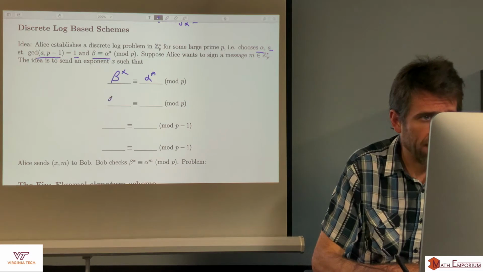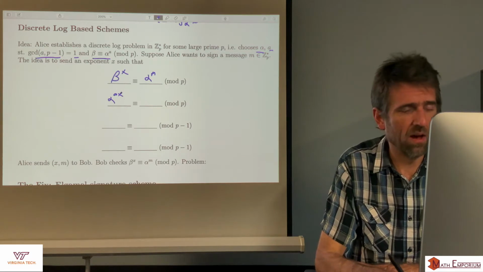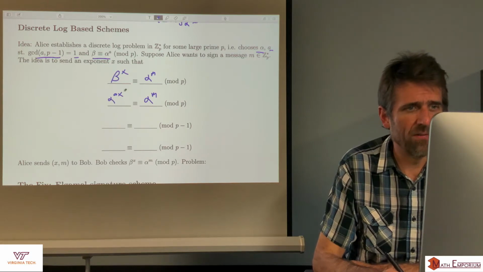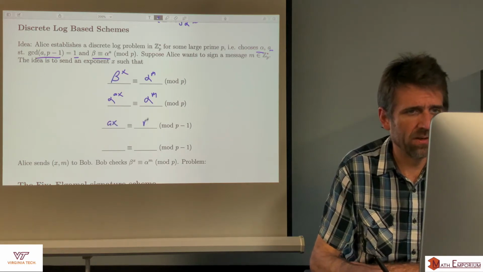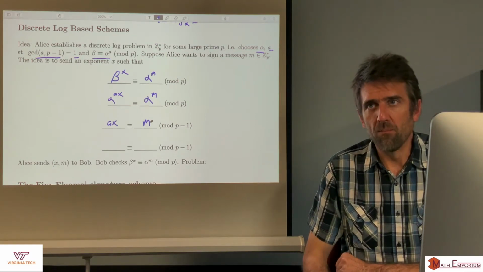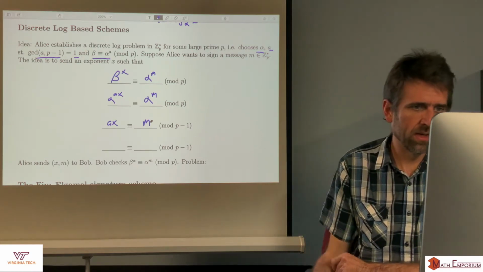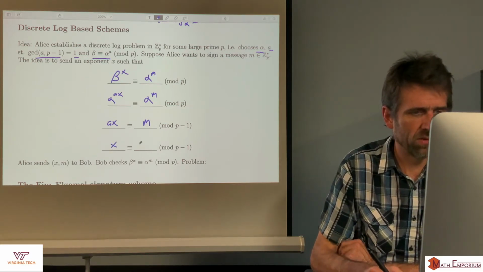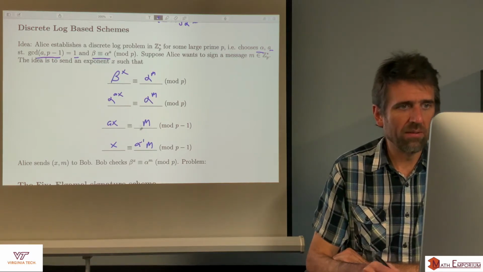So beta is alpha to the a, so this is alpha to the ax. But then I'm going to assume that alpha is primitive here for the moment. So this is going to be equivalent to ax being congruent to m mod p minus 1. Remember that when we bring down exponents in congruences, we have to change the modulus to be the order of the base. And then I would want to solve for x, but we assumed that a was invertible mod p minus 1, so x would just be congruent to a inverse times m.